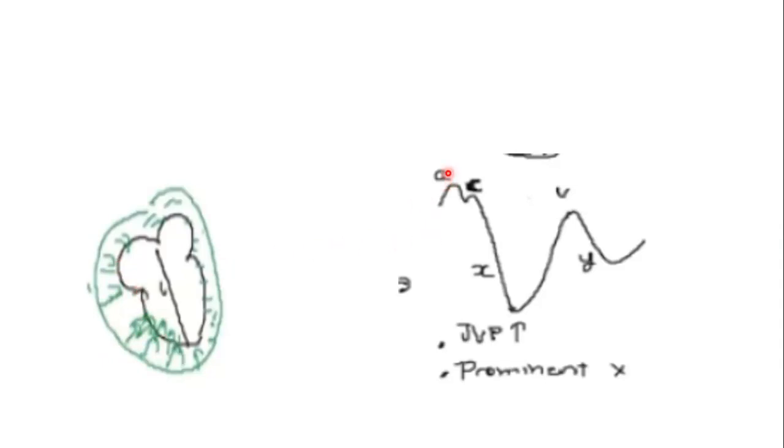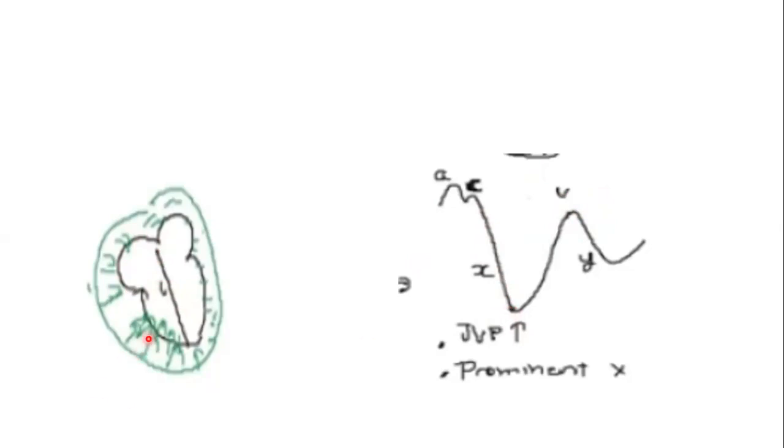So just to refresh our memory, in the JVP, the A is for the atrial contraction, the C is for the closure of the tricuspid valve, and the V is the filling on top of that closed tricuspid valve. So X is usually due to atrial relaxation. Okay, so the atrium is usually relaxed. Even in tamponade, it should do some form of relaxing, though it could be steep, and so you tend to have the X moving really fast downward.